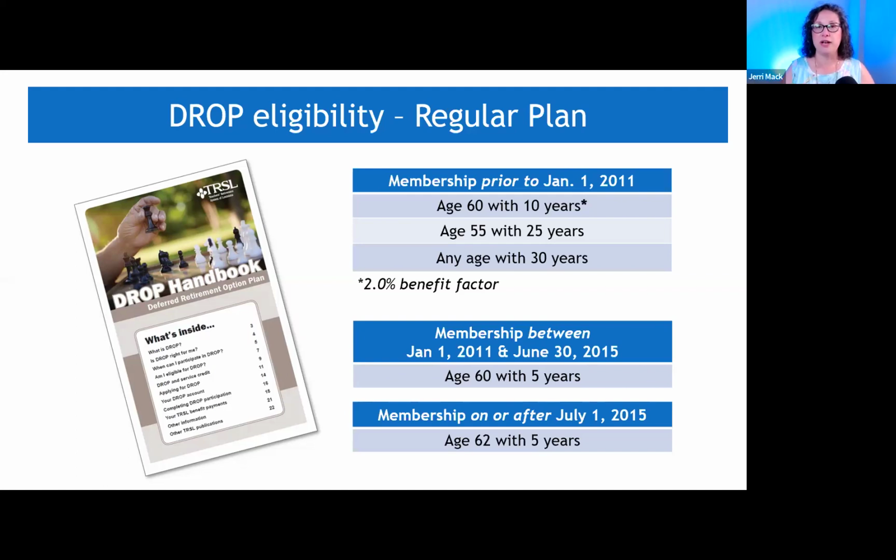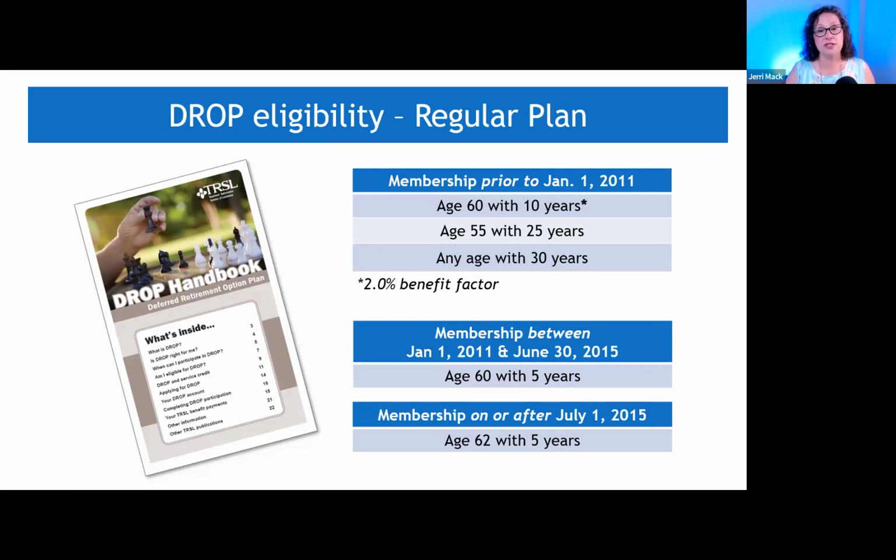I do want to point out, and I'm going to circle back to this in a few minutes, for the group that's age 60 with 10 years, that is at the 2% benefit factor. The other two are calculated at the 2.5% benefit factor, which is the higher of the two benefit factors. So people with a 2% benefit factor, a few things to consider we'll talk about in a little while. Is DROP best for me at the 2%, or should I retire at the 2.5%?